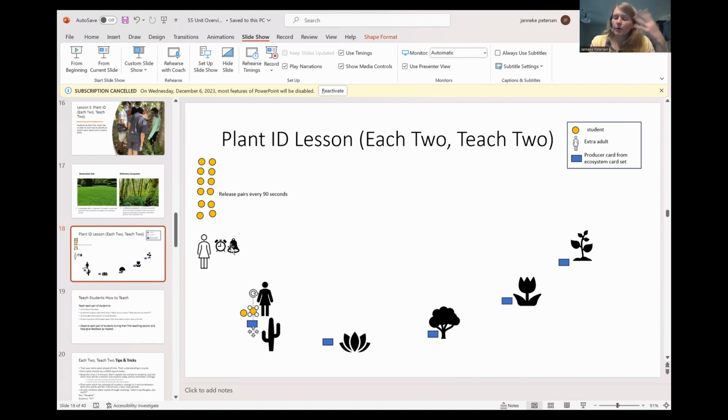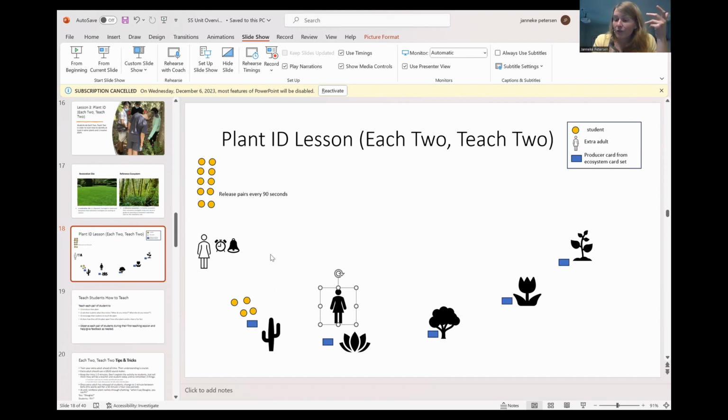Ding, ding, ding, or whatever your sound maker is, and your adult helper releases the next pair of students down the trail. They walk down the trail or the path, and here they come, arriving at the first plant. Meanwhile, you've walked to the next plant. Here they are. They're going to learn about this plant from the student teachers for a minute and a half, because your extra adult has set the clock for a minute and a half.